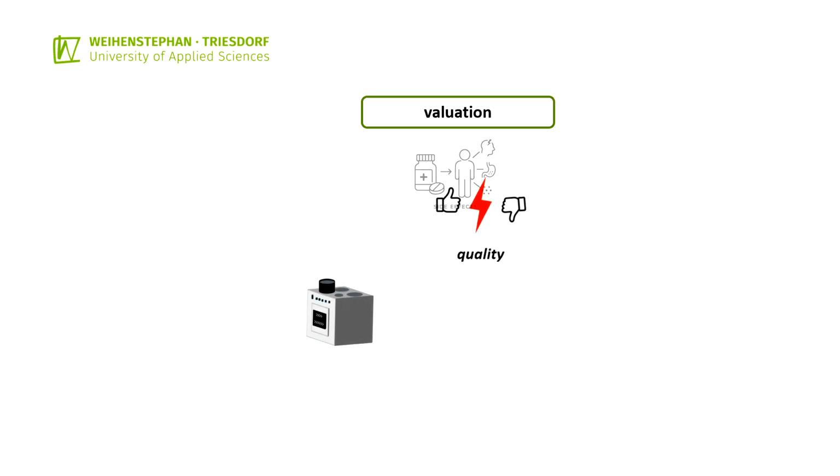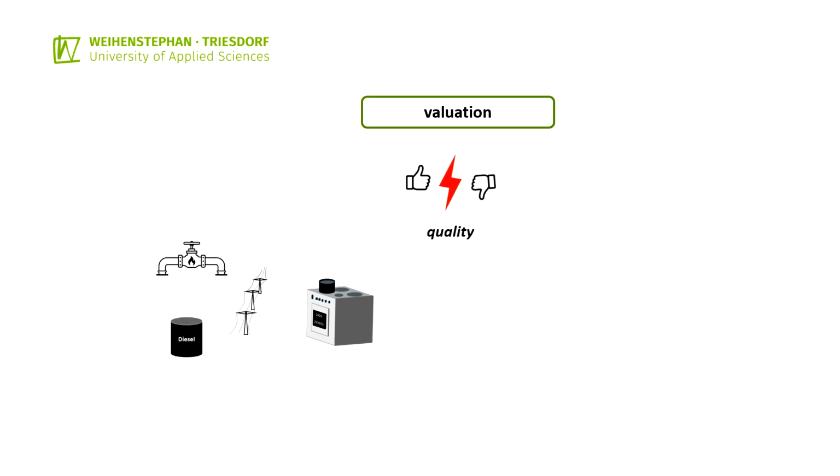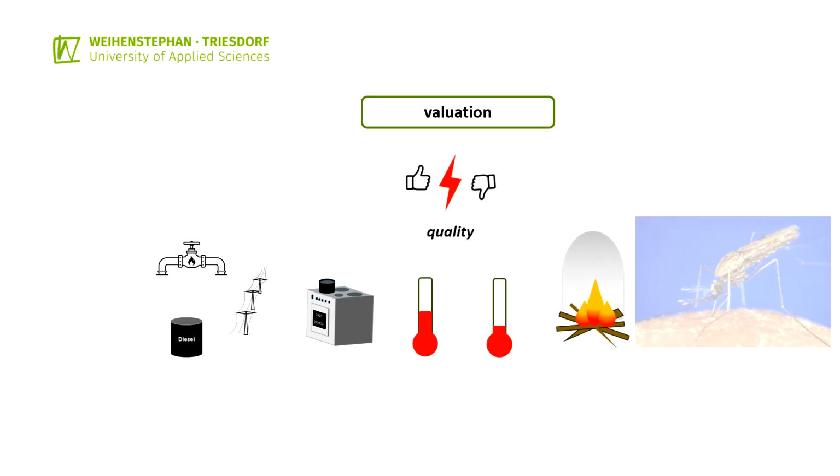Heating and cooking with electricity or fossil fuels often provides more consistent and better controllable heat than using wood or other biomass. On the other hand, the smoke produced by wood fires can keep pests away, which is particularly relevant in regions where mosquitoes transmit diseases.